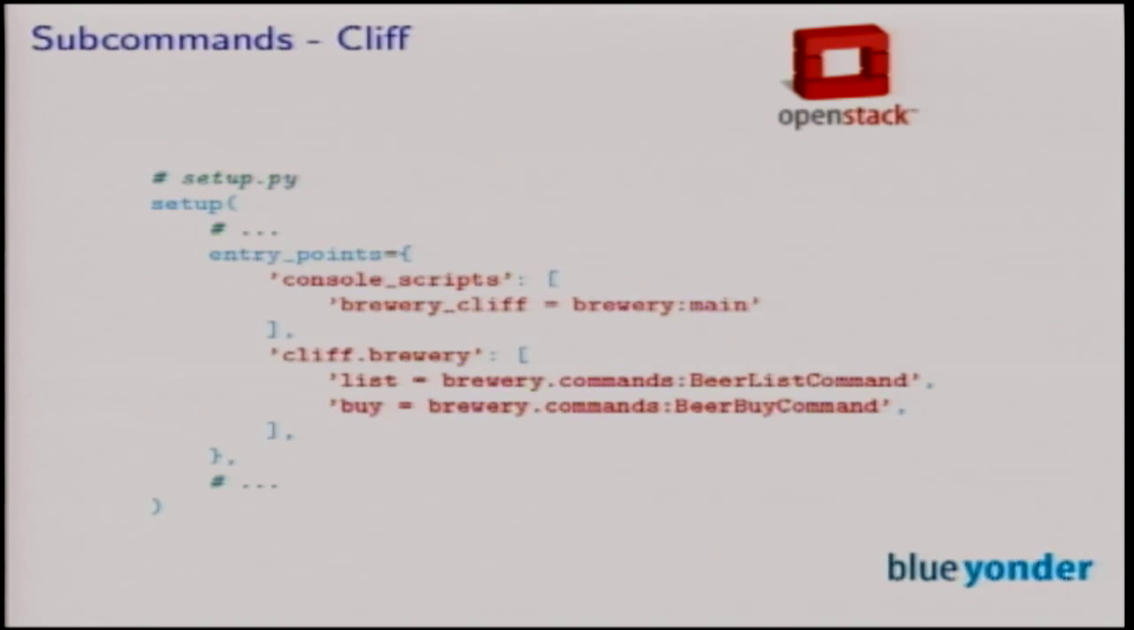And now Cliff. Here in your setup.py, you have this entry_points keyword argument, and now you say, again, this cliff.brewery entry point group, and to define a subcommand, you say, for example, list equals brewery.